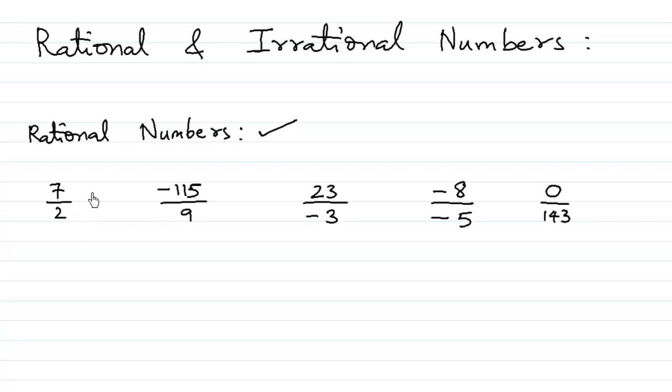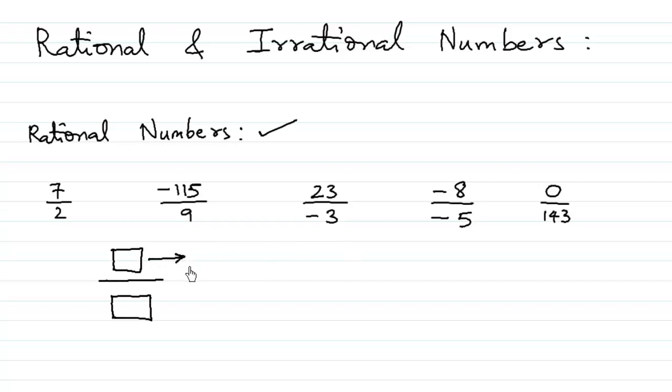Look at these examples: 7 upon 2, minus 115 upon 9, 23 upon minus 3, minus 8 upon minus 5, and 0 upon 143. What do you feel is common among all these numbers? You might be saying that all these numbers are fractions, where there is a number in the numerator and a number in the denominator. And that's true. All these are fractions where there are two numbers.